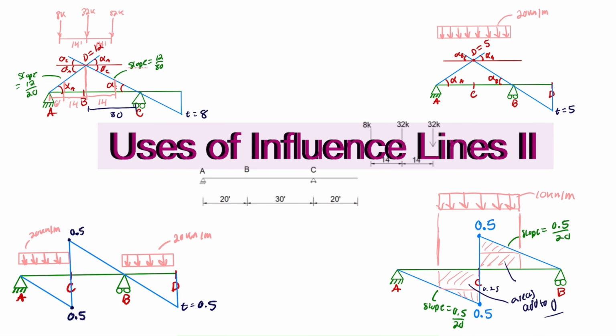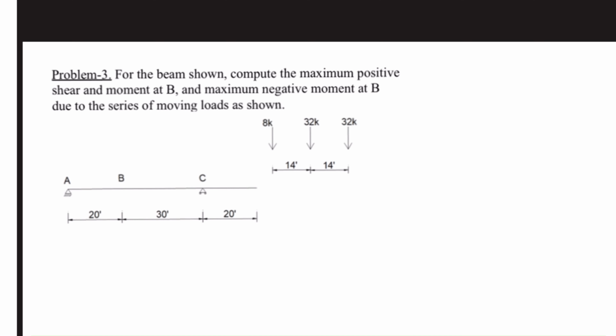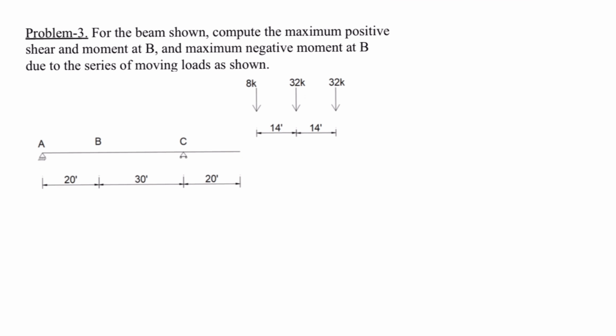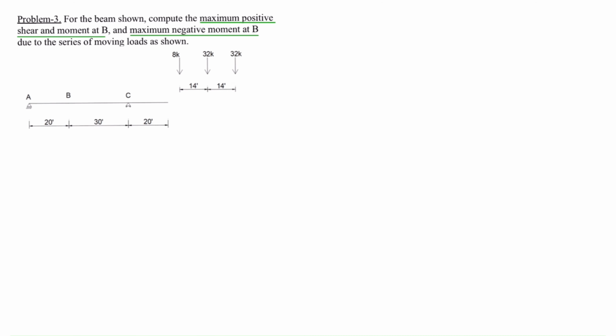In this video, we will be going over the uses of influence lines, which include moving loads and uniformly distributed loads. The first problem reads: for the beam shown, compute the maximum positive shear and moment at B, as well as the maximum negative moment at B due to the series of moving loads as shown. We will start off by doing the maximum positive shear at B.